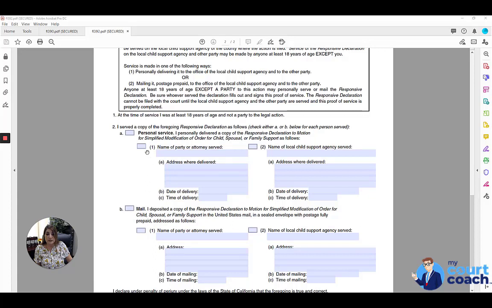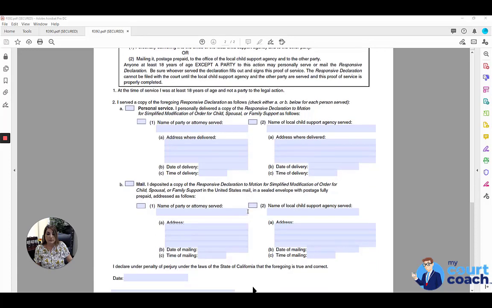If they are doing personal service, they need to mark and list the name of the party or attorney being served, the address that they were served at, the date of service, and time of service. If there is a governmental agency involved, such as Department of Child Support Services, they would also mark this box, which is 2A2, list the name of the agency, the address, date, and time of delivery.